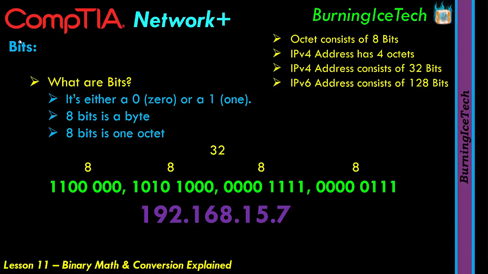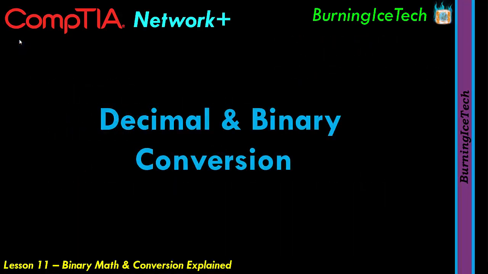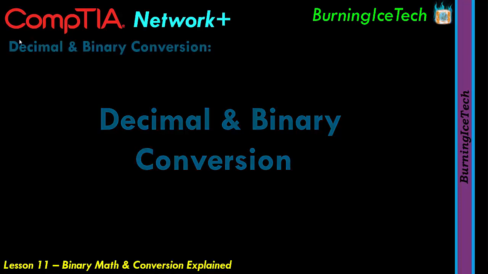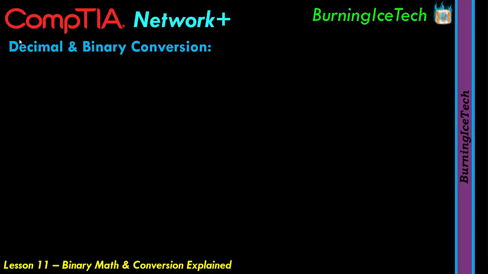All right, so now that we've got that mumbo jumbo out of the way, let's get to the next topic, decimal and binary conversion, which is most likely what you're watching this video for in the first place. We're going to do this both ways. We're going to convert from binary to decimal, and once we've got that under the belt, we'll convert from decimal back to binary. And we're going to use the exact same table for both of them.